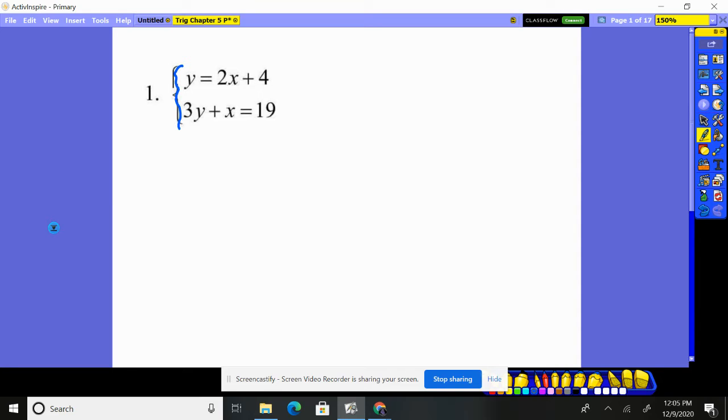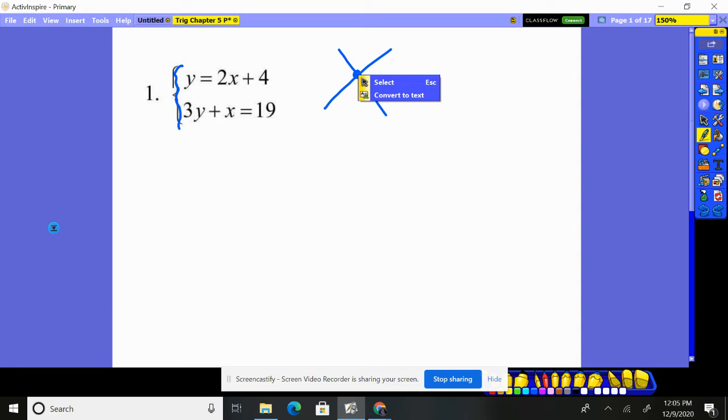There's an infinite number that make the first one true, and an infinite number that make the second one true, but there's only one that makes them both true. And that's the point in this case where they cross. So we're really looking for that intersection of these two different lines. So let's tackle the problem.